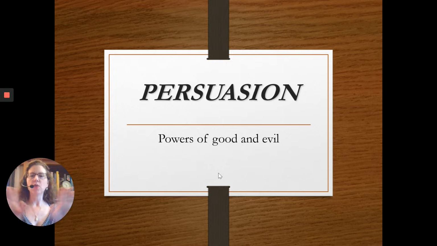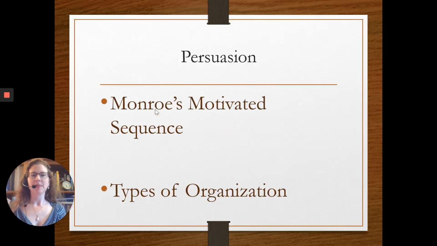Persuasion, the powers of good and evil. We are going to be talking about the various techniques and the various ways that we form our arguments to persuade somebody, to persuade an audience to do something. First, we're going to be talking about two aspects of persuasion. One is Monroe's motivated sequence, and the other are types of organization. And there's one particular type of organizational structure that is most commonly used for persuasion.